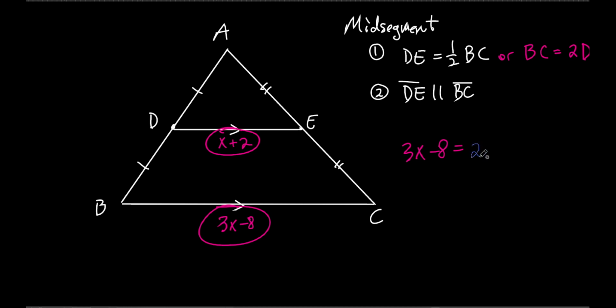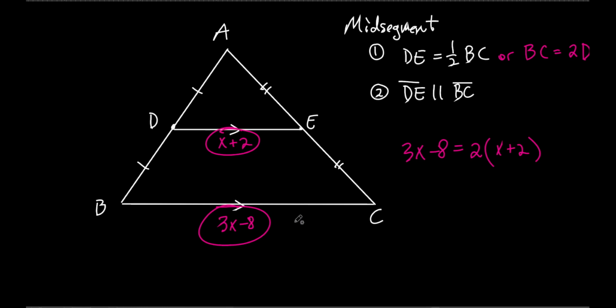Twice as big to what? Is it plus? What is it? It's times. That's right. It's twice as big as the mid-segment. Does that make sense? This is the longer side, right? It's equal to 2 times the mid-segment.